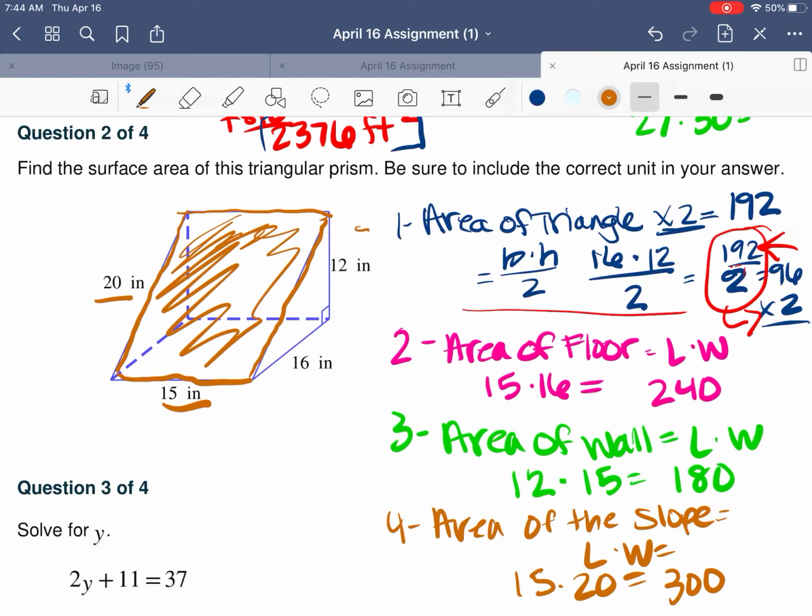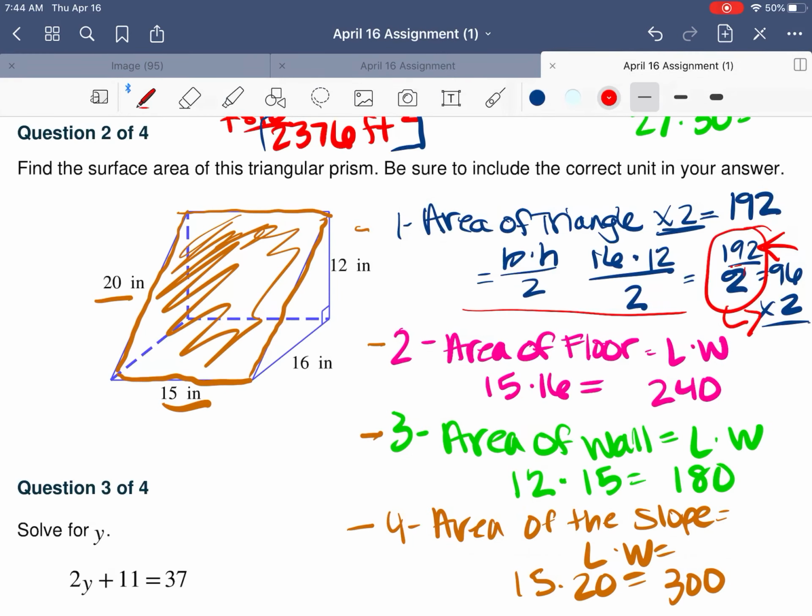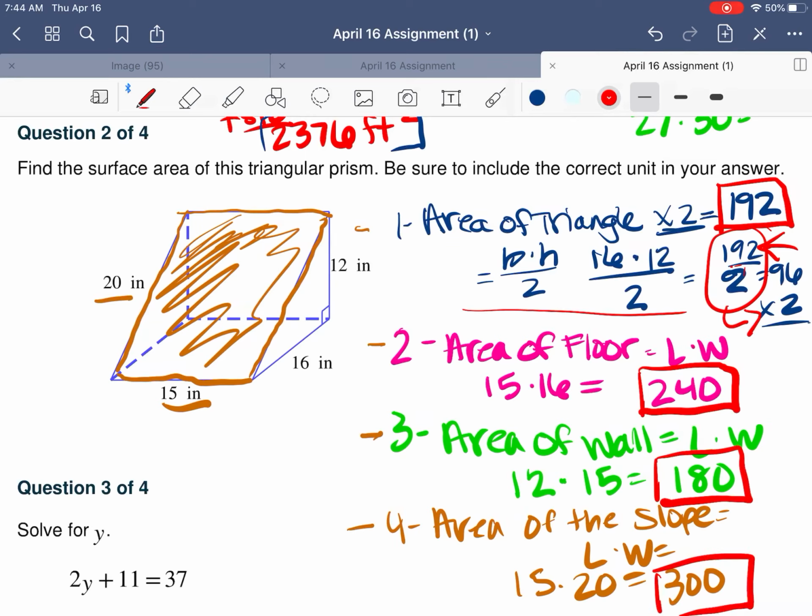Okay, so now I have each of those different parts of it. I found the area of the triangle, then I found the area of the floor, then the area of the wall, then the area of the slope. So finally my last step would be to take each of those spots. So we know that that was the one for the triangles. The 240 is for the floor, 180 is for the wall, and 300 is for the slope. So I want to take those and add them together. So 192, 240, 180, and 300, and add those.